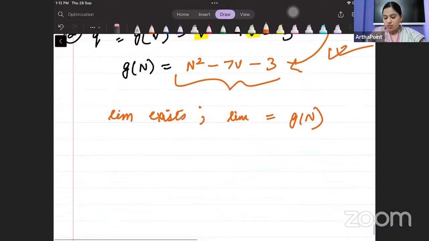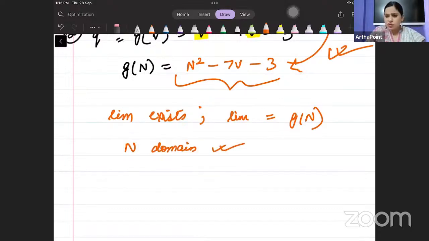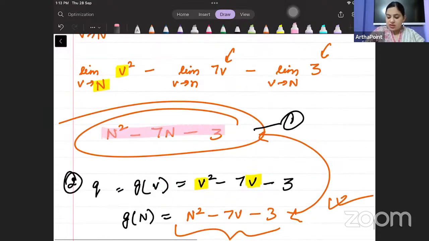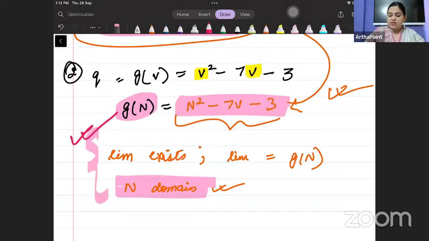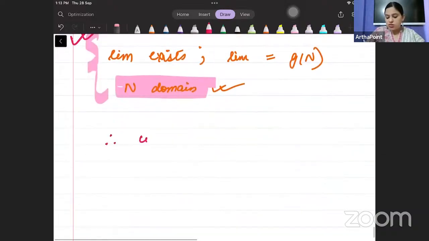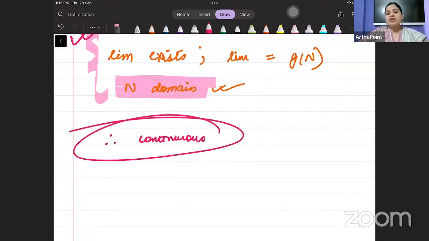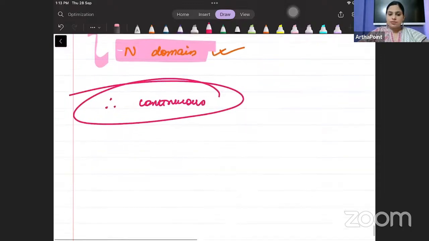So limit exists. Then beta, limit is equal to the value of the function. And N is in the domain. ये function हर value के लिए defined होगा. It's a general function. There is nothing in the denominator. ये एक polynomial function है. It should be defined for all values of N. So beta, N is in the domain. Limit is existing. Value of limit is equal to that at N. All three properties are satisfied. So is it a continuous function? It is a continuous function.